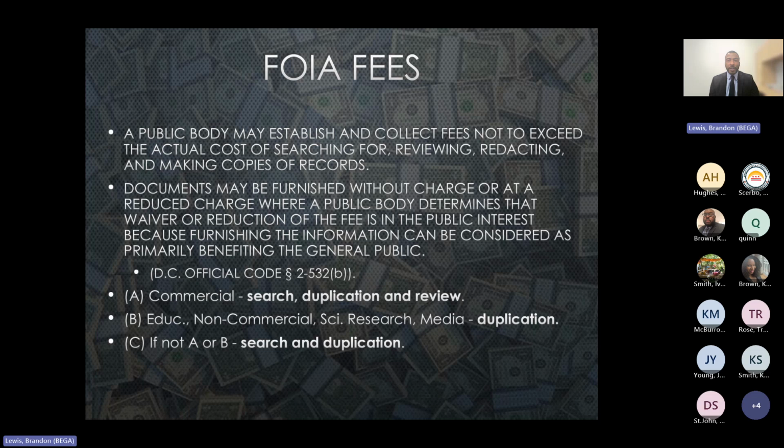Now we're going to discuss FOIA fees. A public body may establish and collect fees not to exceed the actual cost of searching for, reviewing, redacting, and making copies of records. Documents may be furnished without charge or at a reduced charge where a public body determines that waiver or reduction of the fee is in the public interest, because furnishing the information can be considered as primarily benefiting the general public. That's DC Official Code 2-532B.